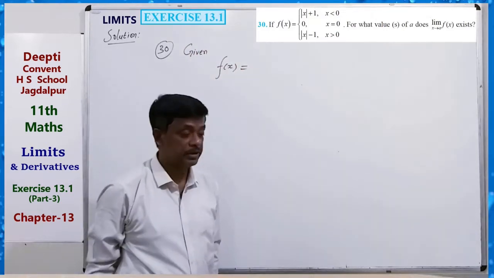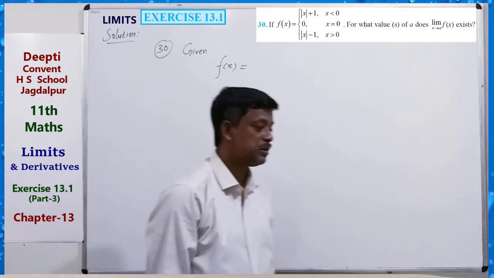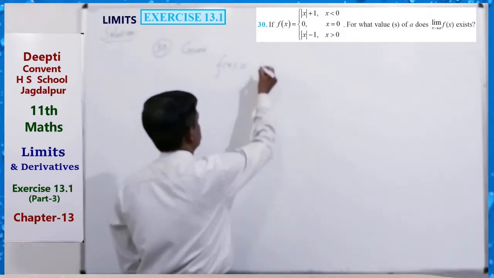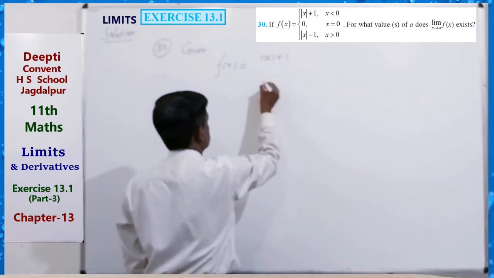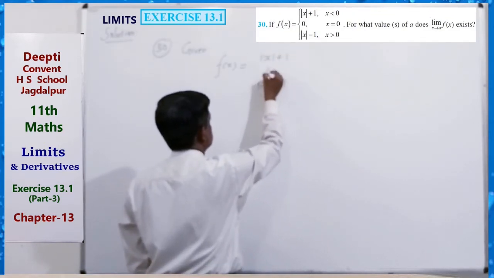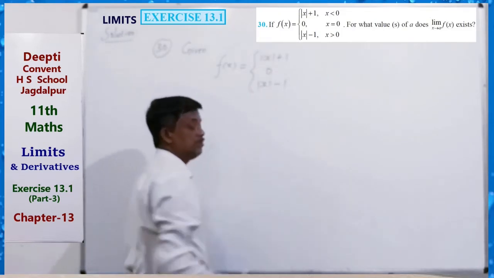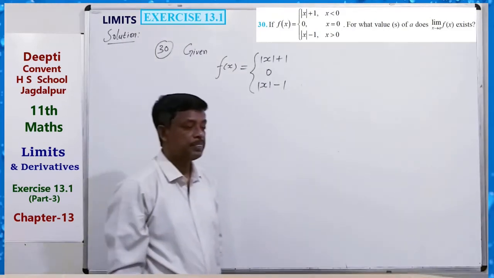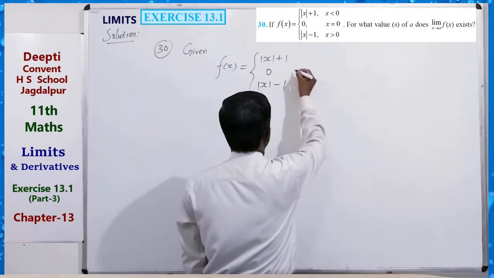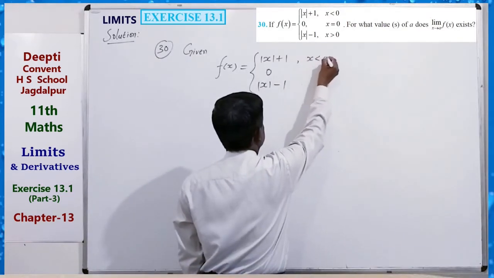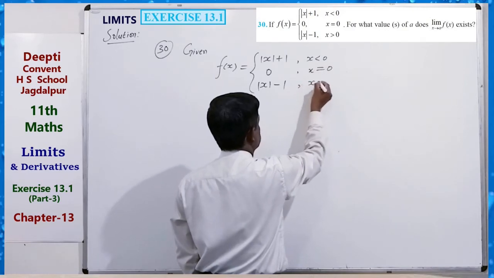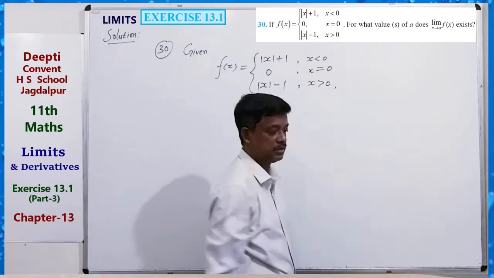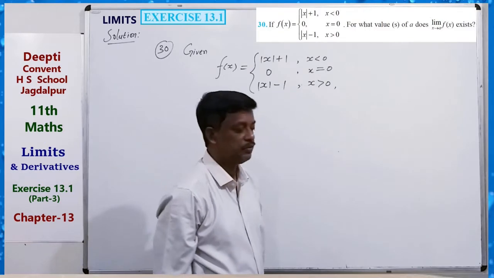What is the function given? Mod x plus 1, mod x minus 1, and 0. Three values are given, for x less than 0, x equal to 0, and x greater than 0. So here x is less than 0, here x equals 0, here x is greater than 0. This is the given function. We have to find the values of a.